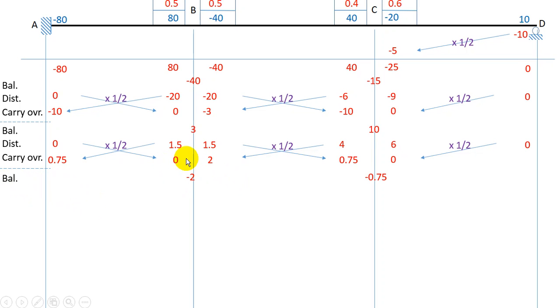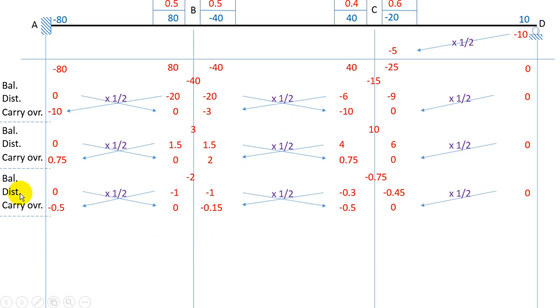Again I balance this 0 and 2, which is minus 2. I balance 0.75 and 0, which is minus 0.75. Second is distribution, so I distribute my minus 2 into minus 1, 1, and minus 0.75 into minus 0.3 and minus 0.45 by multiplying with the respective distribution factors, and here it is 0, of course. Third is carryover.